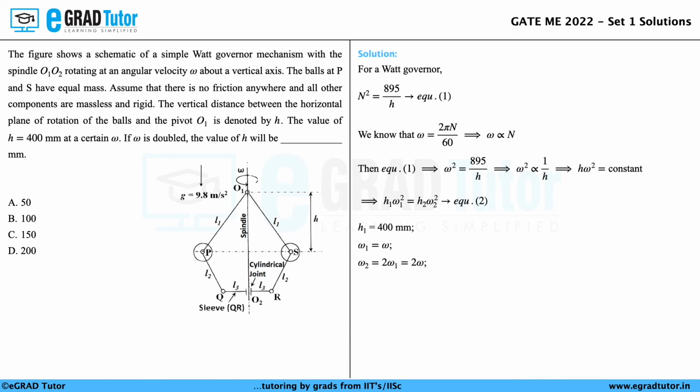Let us substitute these values in equation 2. We get 400 into omega square is equal to h2 into 4 omega square. Omega square and omega square will cancel out and we are left with h2 is equal to 400 by 4, that turns out to be 100. The correct answer to this question is option B.